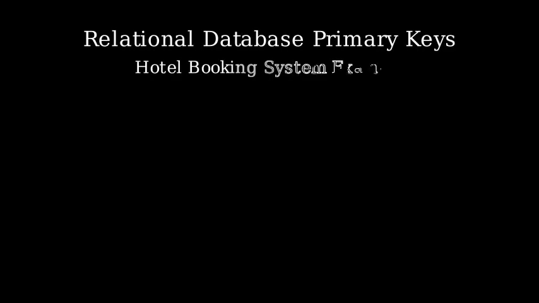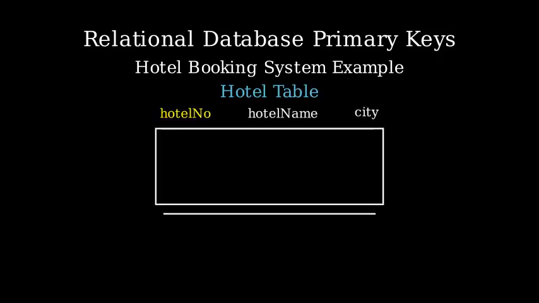Welcome! Today we'll learn about primary keys in a relational database management system by looking at a hotel booking database example. Let's start with the hotel table. It contains three columns: hotelNo, which is the primary key, hotelName, and city. The primary key, hotelNo, uniquely identifies each hotel in the database.